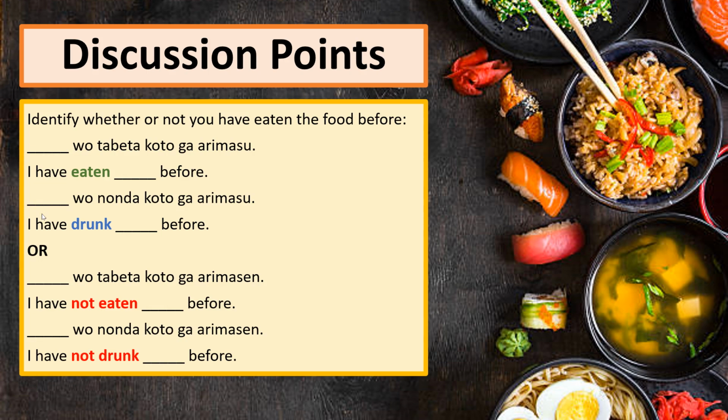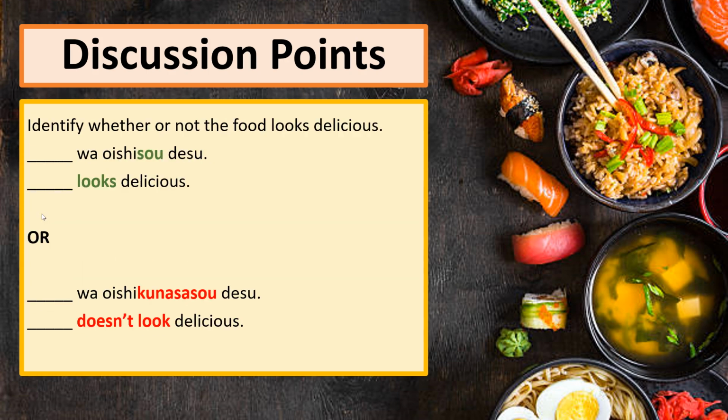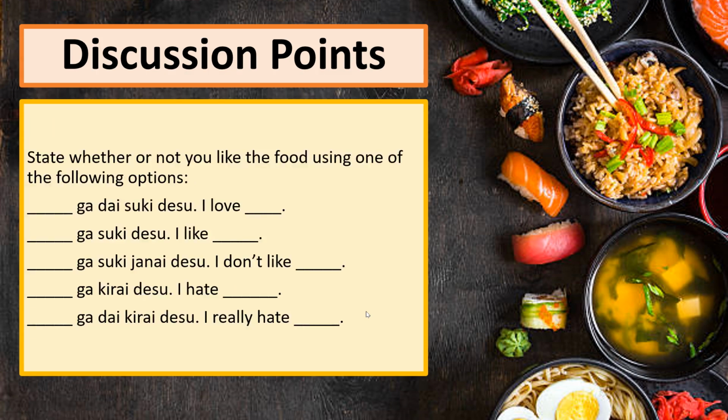Is that okay? Then, number two. You need to identify whether or not the food looks delicious to you. So this is nice and easy. So any food or drink wa oishisou desu can look delicious. Or food or drink wa oishikunasasou desu means it doesn't look delicious. Okay? So either of those is okay.